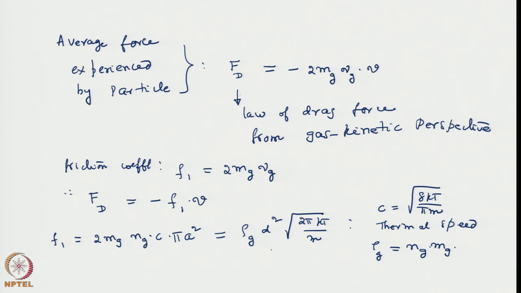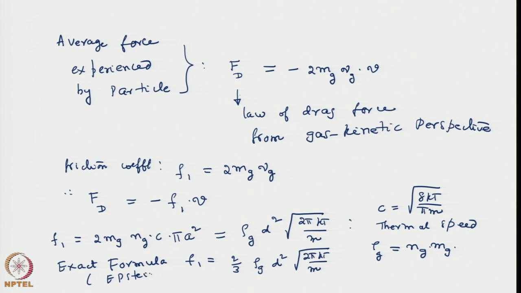To point out, considering that we did only a 1D specular reflection normal incidence analysis, this expression is very close to the exact expression from gas kinetic theory, which is F1 equal to 2/3 rho g d square into square root of 2 pi k t by m. This is the Epstein formula. So we are not too bad, we are very close, a factor of 2/3, considering the simplicity of our model, is quite agreeable. The main point is we get all the correct dependencies with respect to particle size, density, etc.